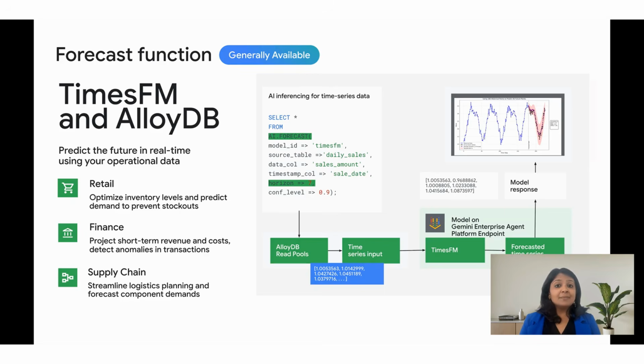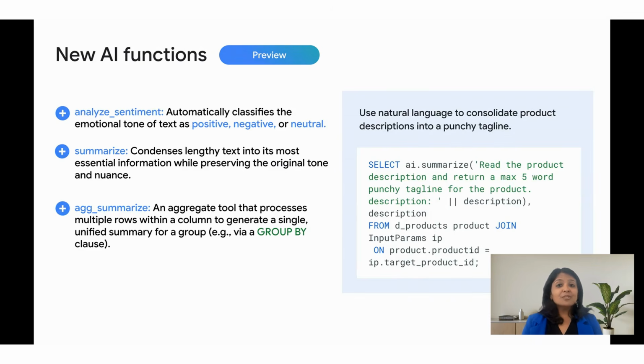We also have the TimesFM based forecast function, now generally available. This function helps predict the future using your historic data, and it unlocks a plethora of use cases, from optimizing retail inventory to projecting future revenue. We're also very excited to bring to you brand new AI functions. Analyze sentiment and summarize help with classifying emotional sentiment and condensing lengthy text into succinct summaries. And there's also aggregate summarize that generates summaries across multiple rows of data.